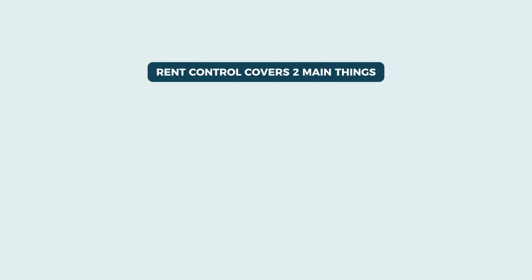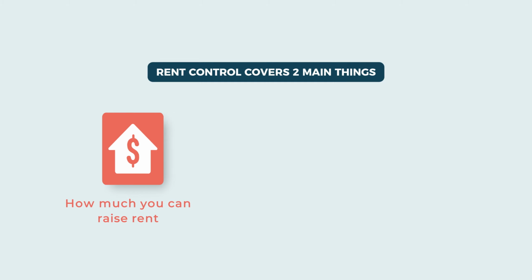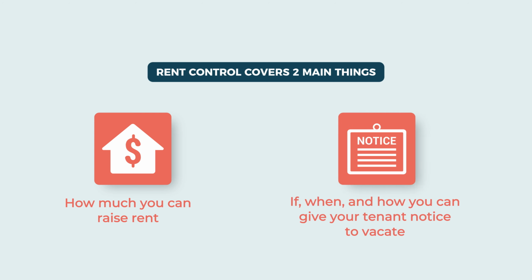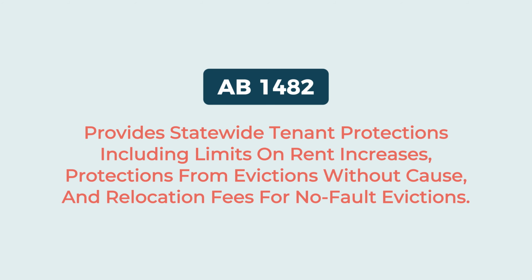So what is rent control and does it apply to you? So rent control covers essentially two main things. Number one is how much you can raise rent, and two, if and when and how you can give your tenant notice to vacate. In California, the primary law that was passed to enact rent control statewide is called AB 1482. However, many local cities have their own rent control ordinances, so you need to know not only the state law, but also check with your local city.